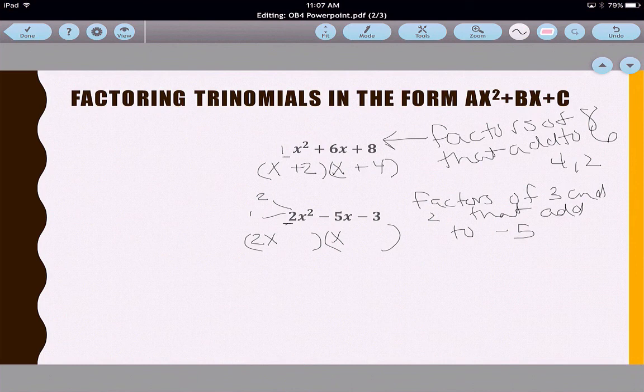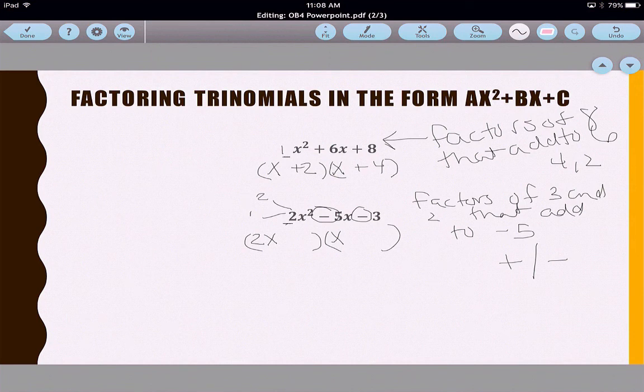The next thing I want to look at are my signs. Since I have a negative sign here and a negative sign here, what 2 types of numbers are going to multiply to a negative number and add to a negative number? So we know one of them has to be positive and the other one has to be a subtraction, but we don't know in which place it's going to go. So this means we're probably going to end up having to set up multiple sets of parentheses for our guess and check method.